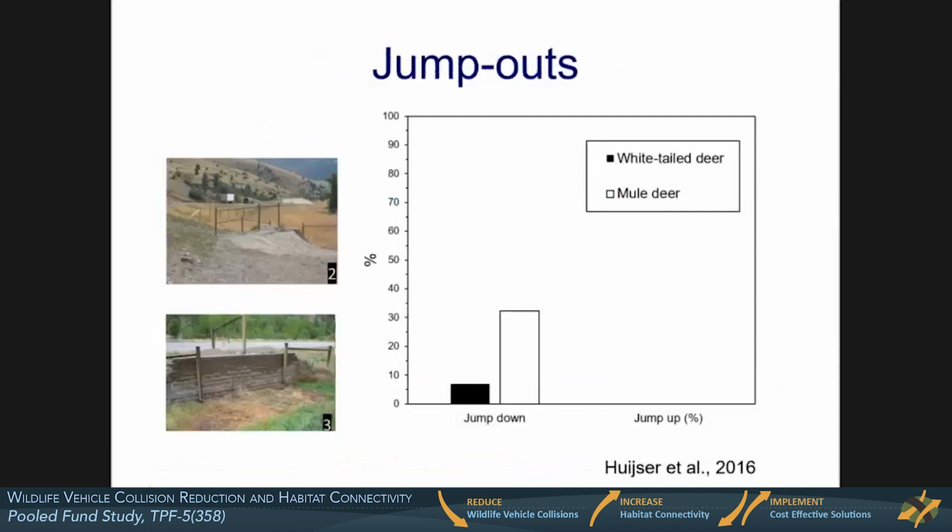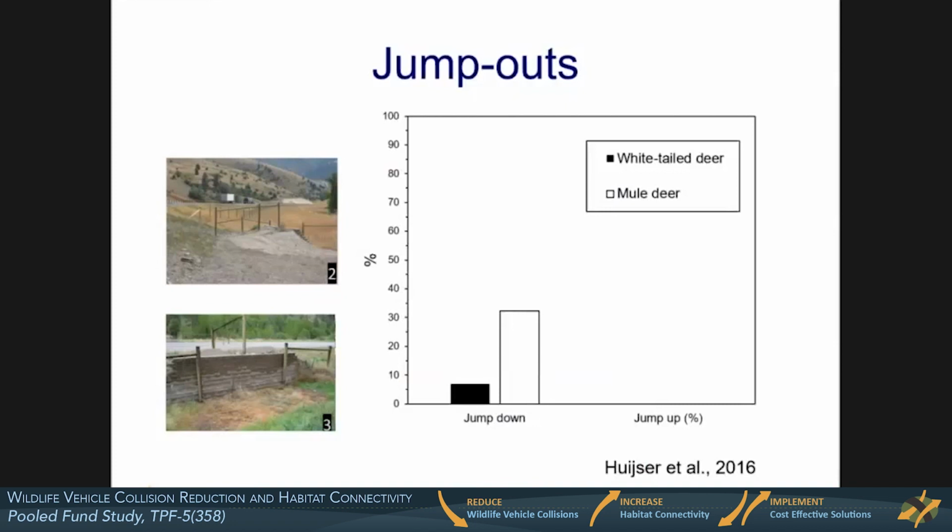Last part of the presentation, the jump outs. Jump outs allow animals to escape from a fenced road corridor. The animals should not be inside the fenced road corridor, but it inevitably happens. When it happens, they have to be able to leave. The jump outs allow the animals to walk up to the height of the fence. The height of these jump outs should be low enough that animals readily jump out, and should be high enough that animals do not jump into the fenced road corridor. So there's a balance there.